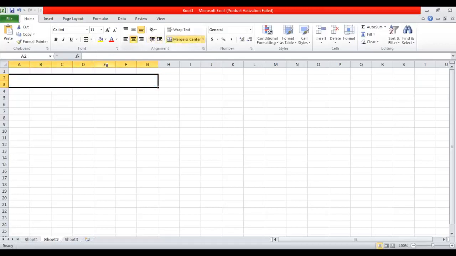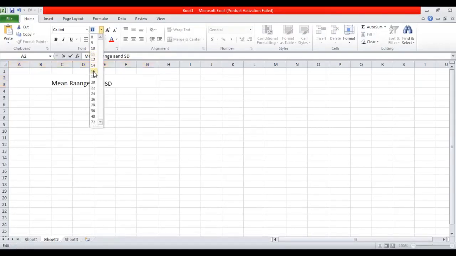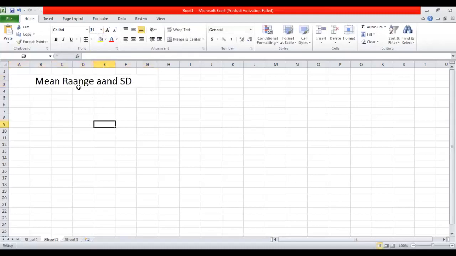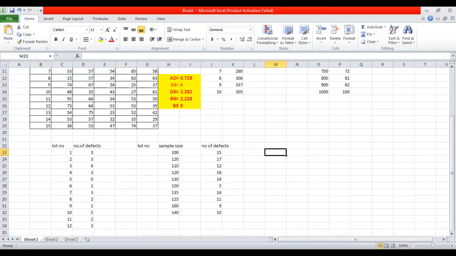First, we'll start with the construction of mean, range, and standard deviation charts. With the same problem, I'll show how to construct the mean, range, and standard deviation charts. In our theory class also, we considered the same question for these charts, because we use a combination of one central tendency and one dispersion chart, either mean-range or mean-standard deviation. So first we'll copy the question.